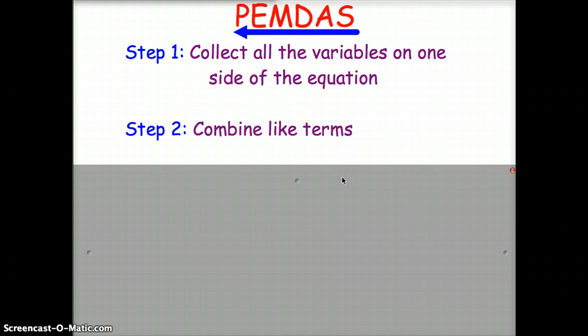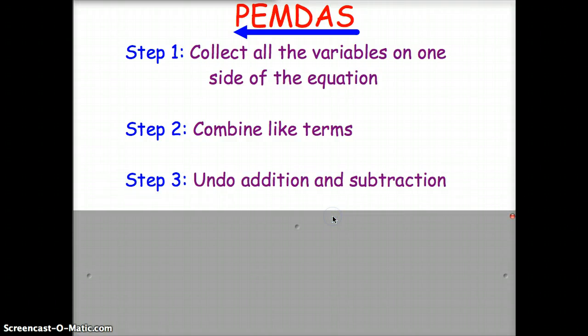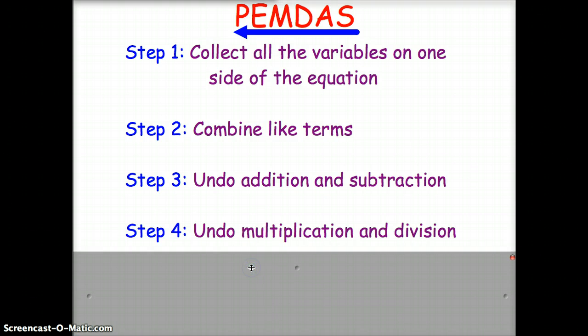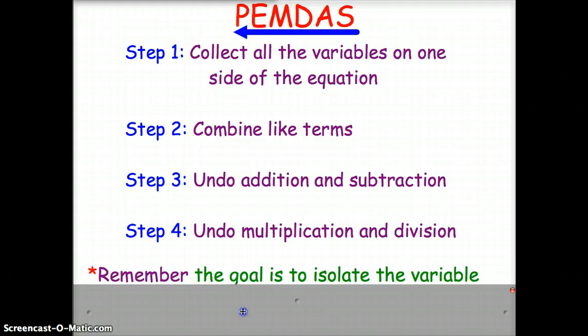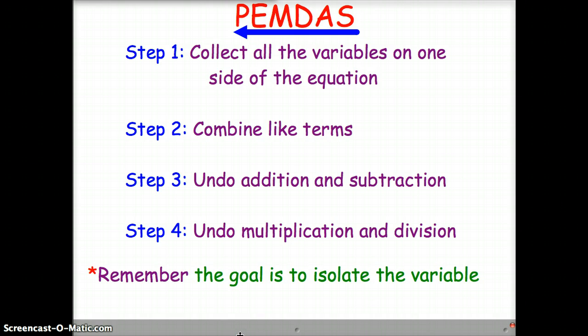Step 2, combine all your like terms. Remember, like terms have the same variable with the same exponent. Step 3, undo any addition and subtraction, just like you did with your two-step equations. Step 4, undo any multiplication and division that's occurring. With all of these, remember your goal is to isolate your variable, or to get your variable by itself.